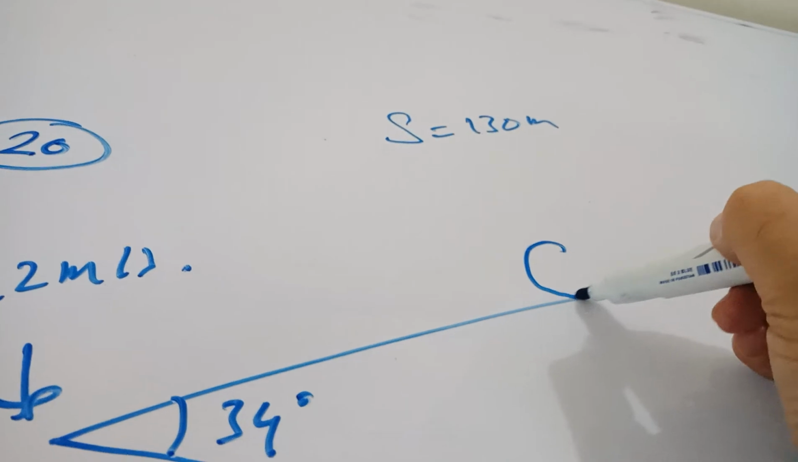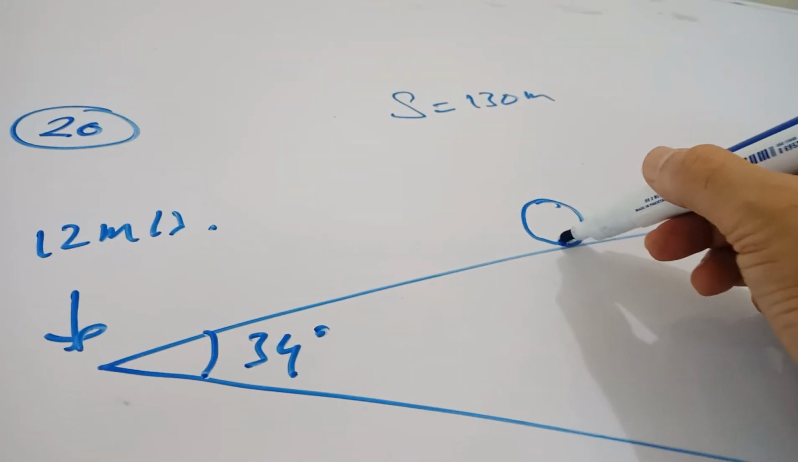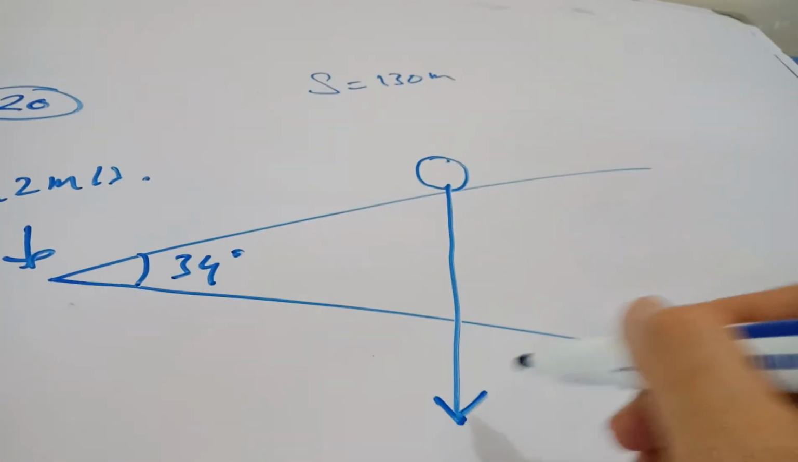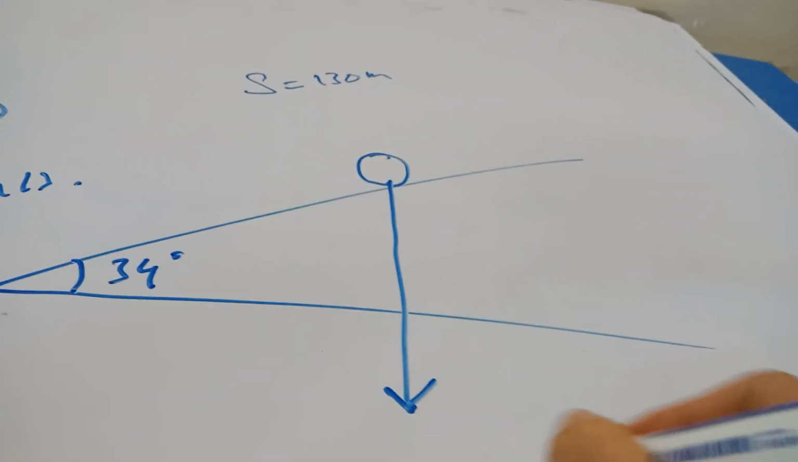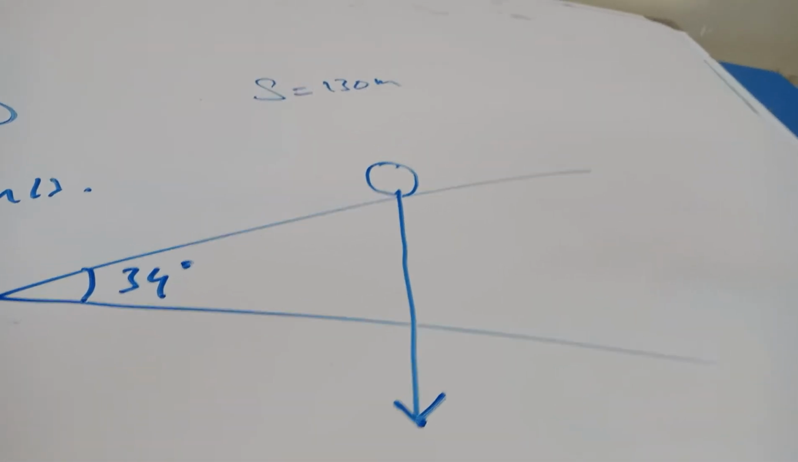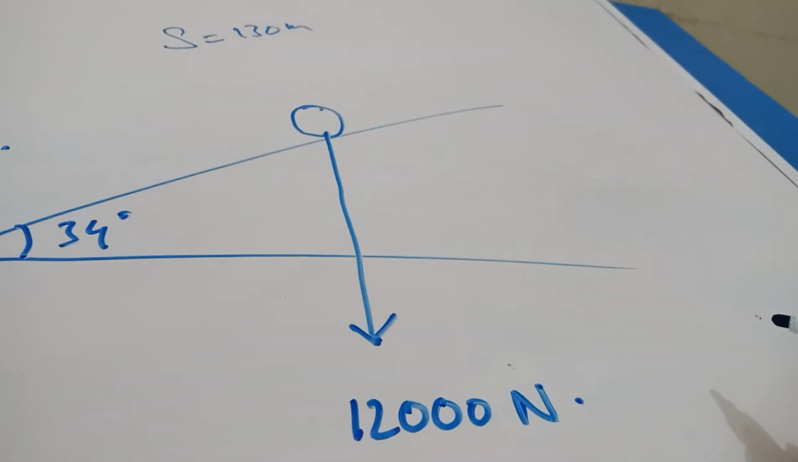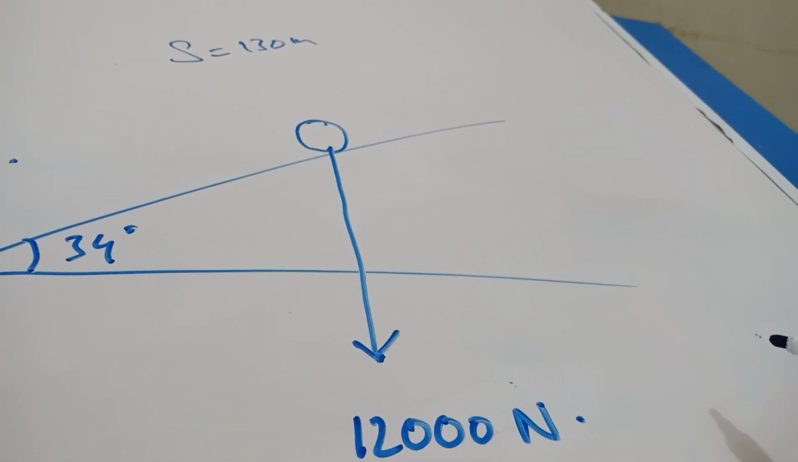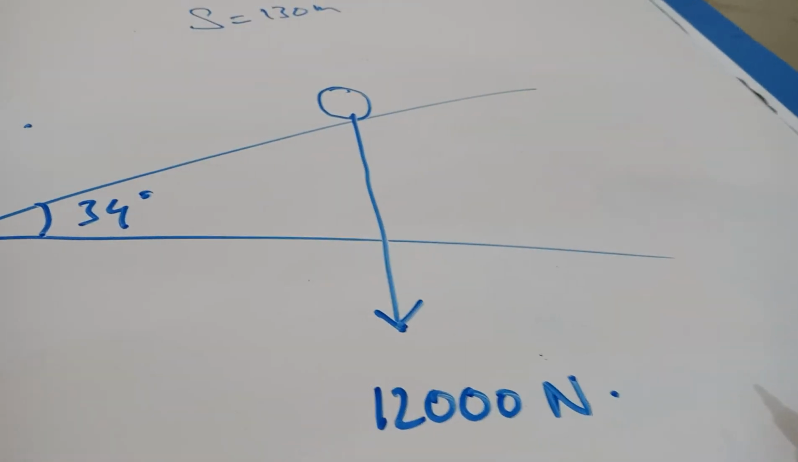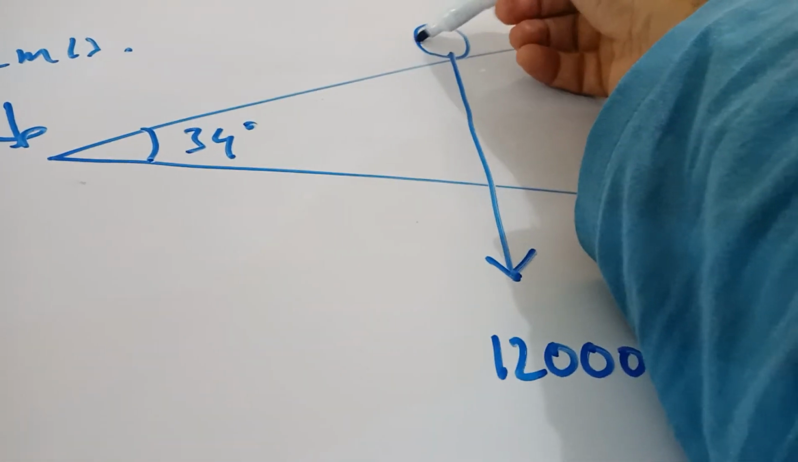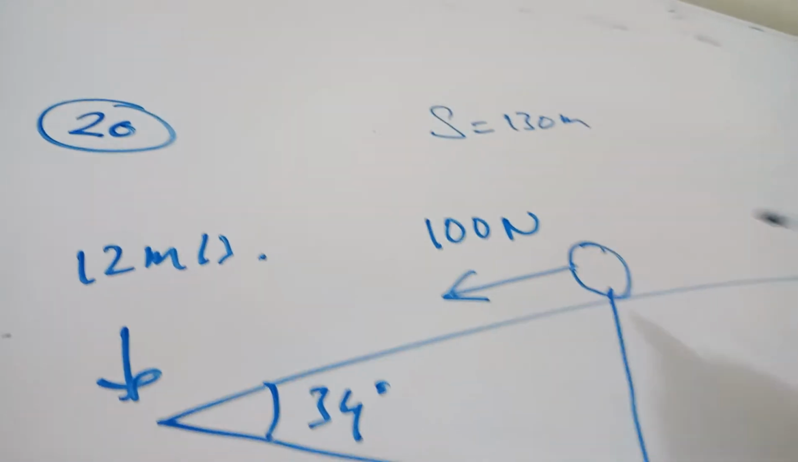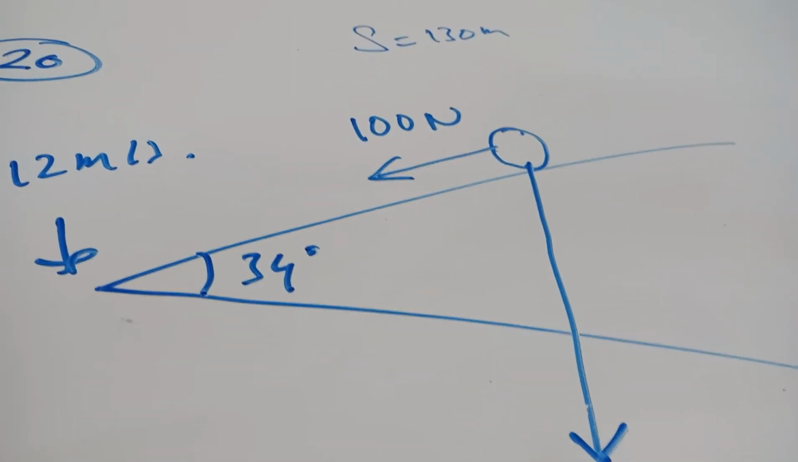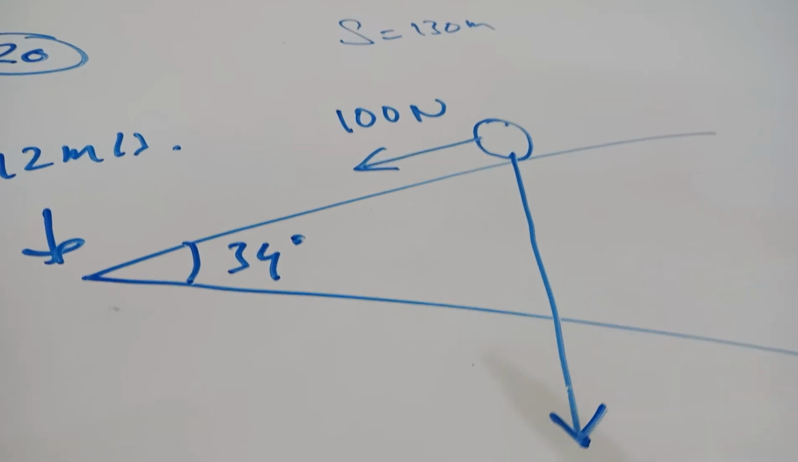Now I'm just going to assume that here is that car, and I'll be showing its weight. You should always do this whenever you have an inclined plane. This is now going to be 12,000 newtons. Now it says there is air resistance of 100 newtons. So I'm showing this air resistance. Obviously this car is going up, so the resistance is going to be opposite to the direction of motion.